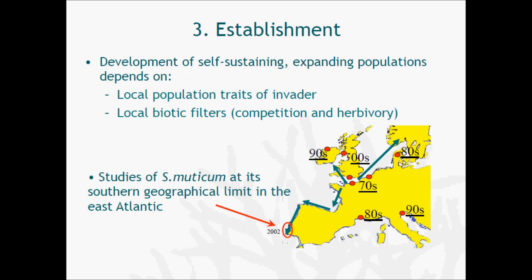Right? So the establishment, which is the next phase that we should look at when we are addressing this kind of invaders. The establishment, as I defined, is the development of self-sustained populations that can grow and expand. To understand this, you have to understand the demographic traits of the species and also the biotic relationships, like the competition and herbivory, etc., to understand the establishment phase of this species.